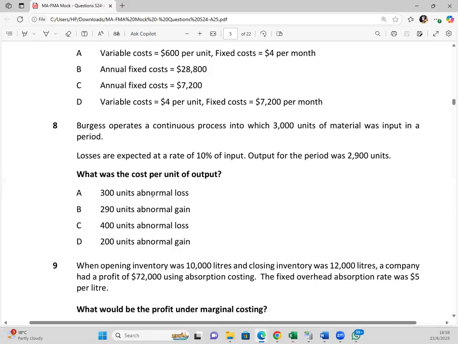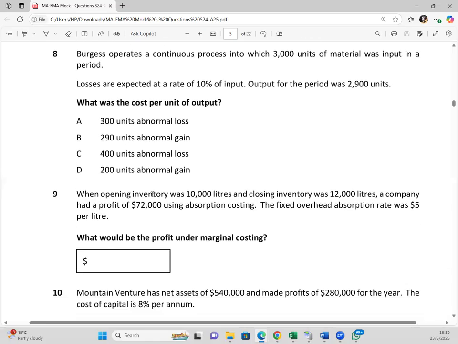For the sake of time, I'm not going to go to Excel to do this one. Let's move. It's again similar to the question that we did last time. Anyone with a question?